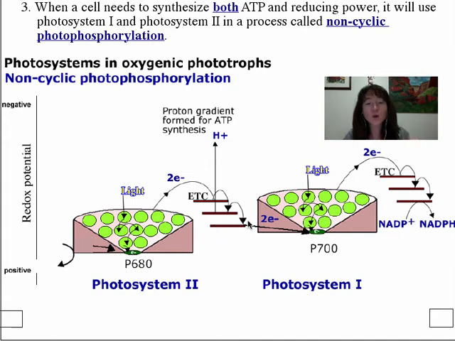But hang on. What happens when it loses its 2 electrons to Photosystem 1? What does it do now? I mean, it doesn't have any more electrons to excite from the reaction center chlorophyll. So that being the case, P680 has to be able to get electrons from somewhere.